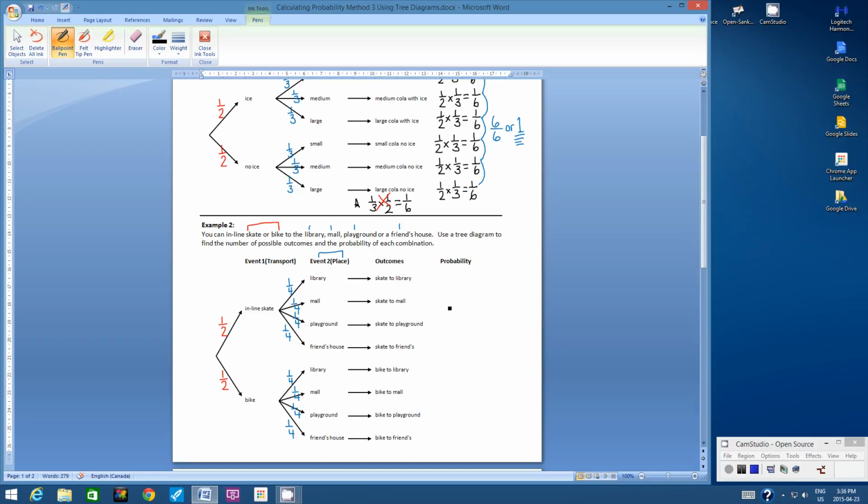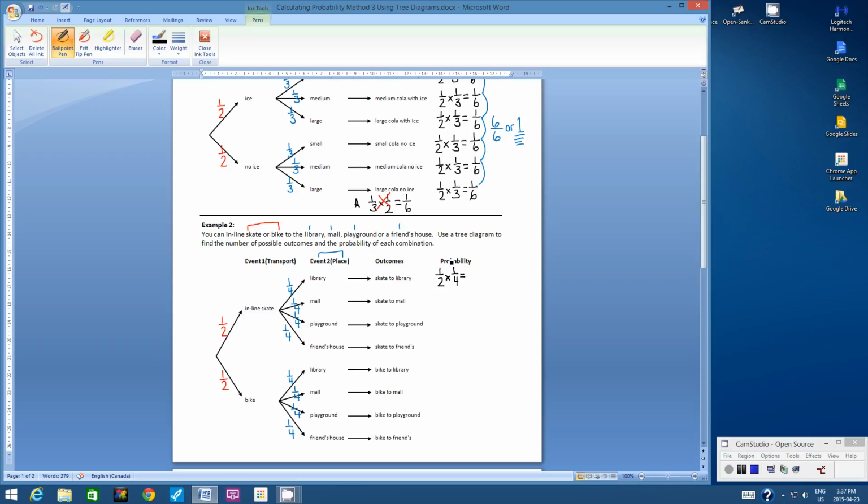Okay, so when we go to calculate probability, we're actually using method 2 and method 3, aren't we? Method 2 was, remember, multiplying fractions. So we're actually using method 2 along with our tree diagram. So if we're going to skate to the library, let's follow these branches. If we're going to skate, that's this branch right here. Our first fraction that we come across is 1/2 times. And then if we skate to the library, that is this branch here. What is the fraction we come across? It is 1/4. So we have 1/2 times 1/4.